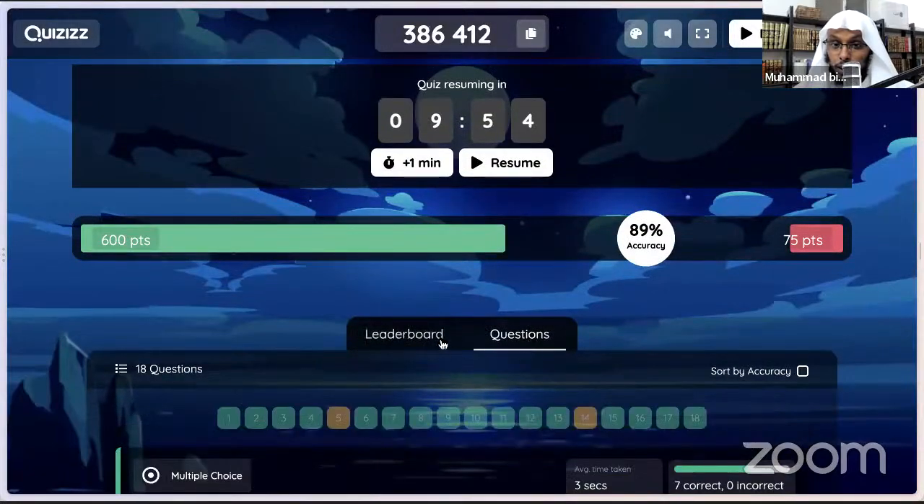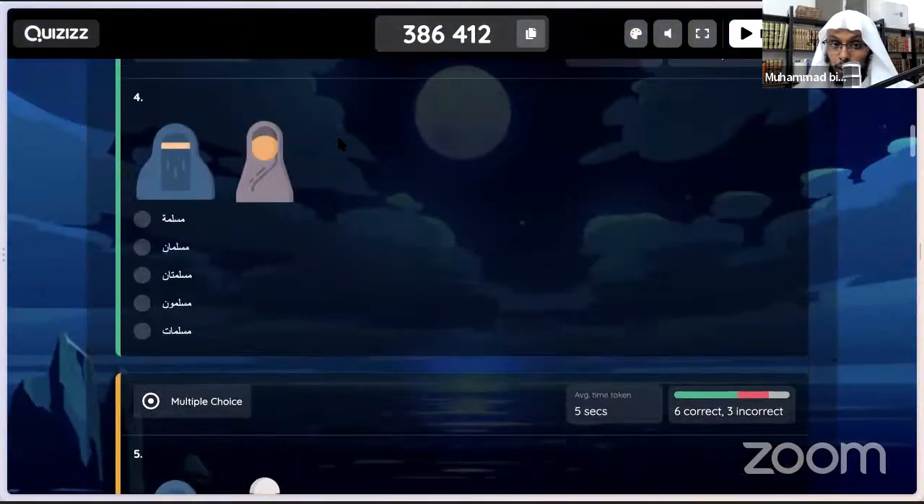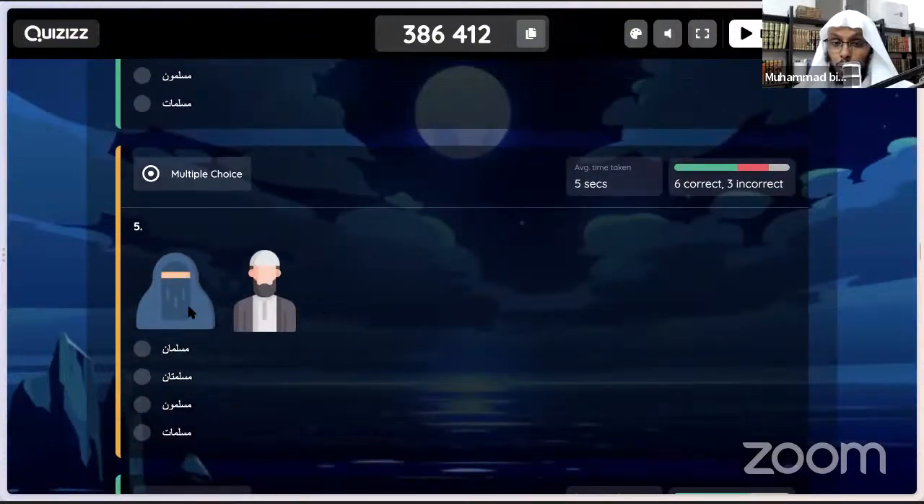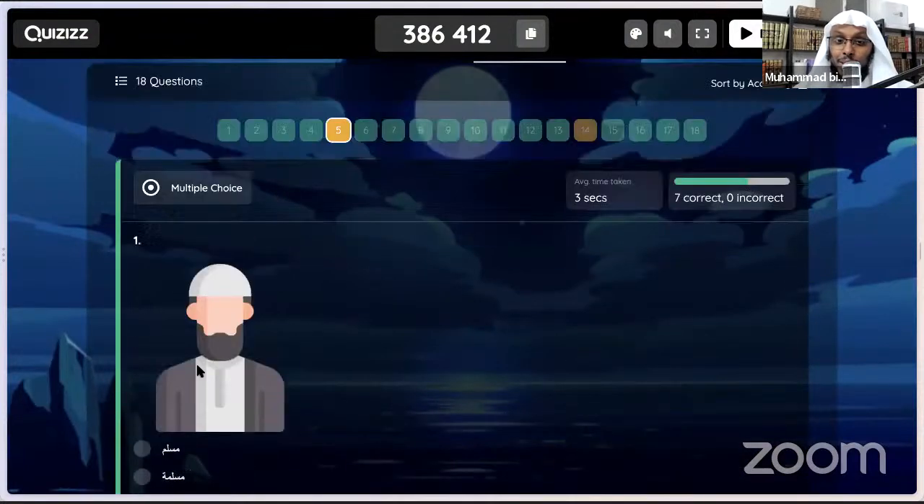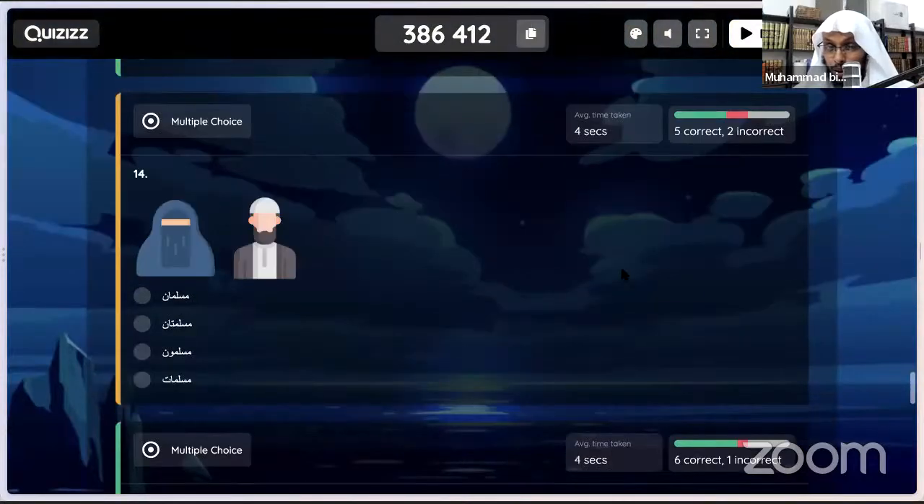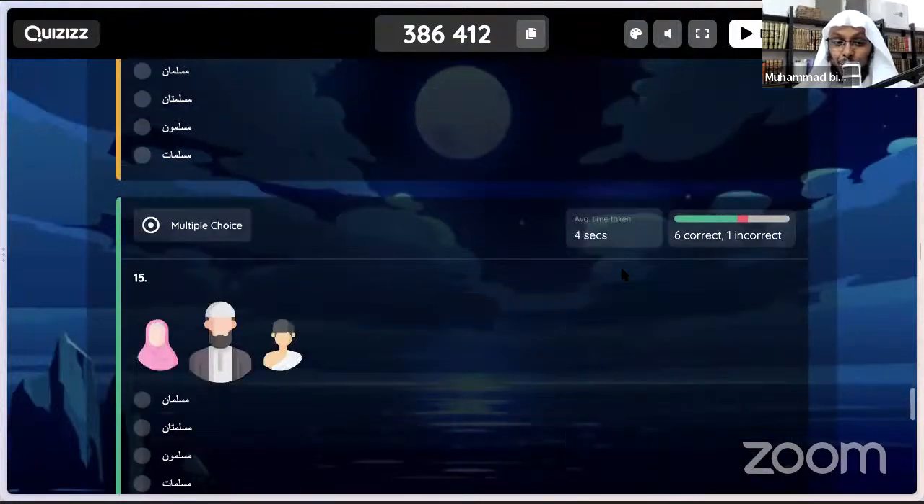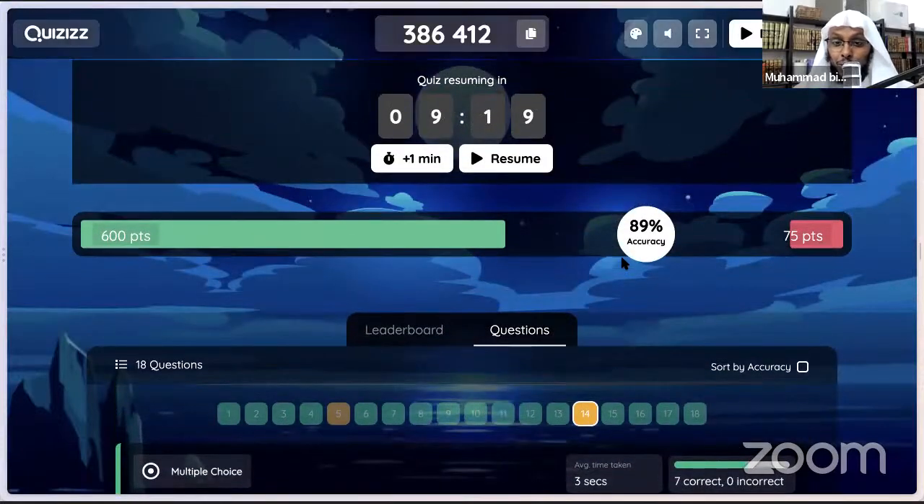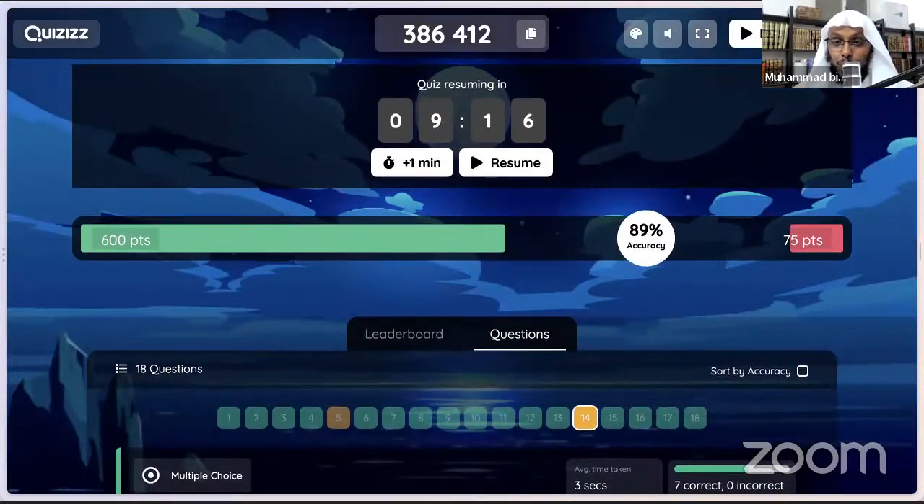That's pausing the quiz. Let's see which mistakes people made. One of the mistakes that people made here is when you have one woman and one man, what do you say? Like I said, the masculine is the default. So this would be Muslimani. Another mistake that people made was on question 14, which is the same question. These questions come back sometimes, multiple times. So it seems like most of you made a mistake on that. I hope that has been cleared up now, inshallah.